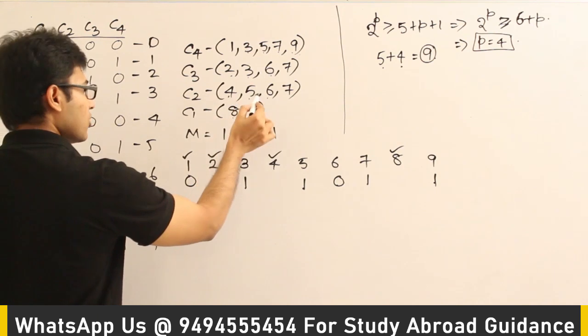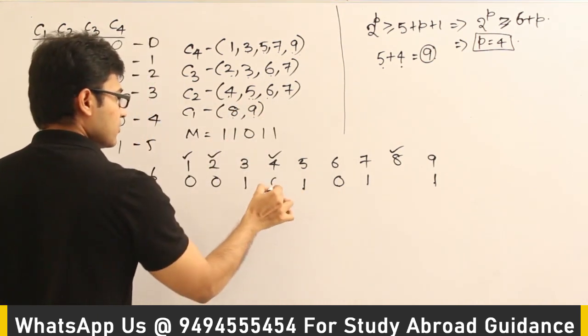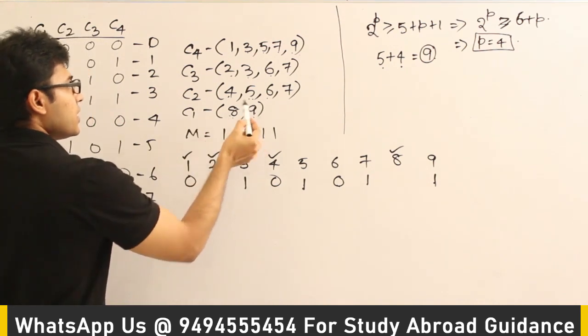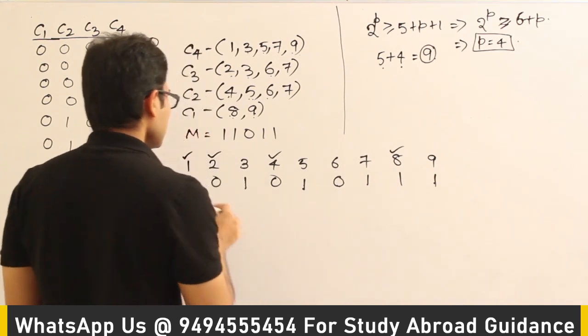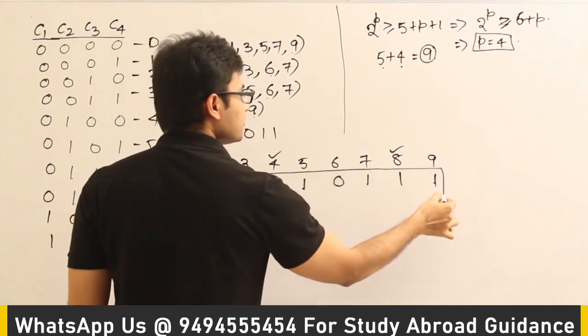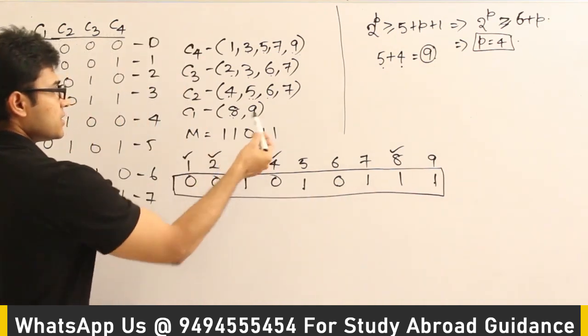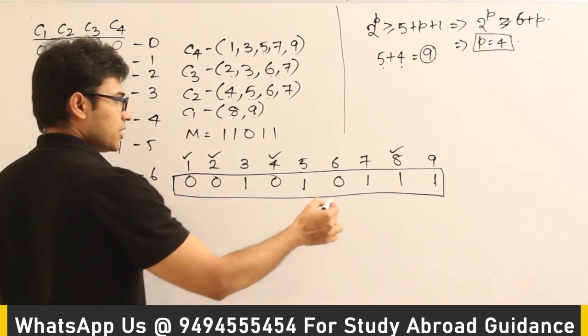And the next one is going to take care of 5 6 and 7, even number of ones, therefore it is 0. And 8 is going to take care of 9, so only one 1 is there, therefore 1. Got it? So this is the message that will be transmitted, even though the message that you wanted to transmit is this one.